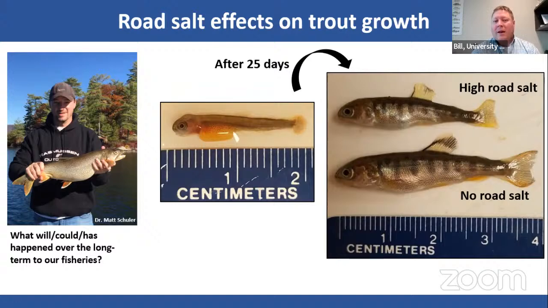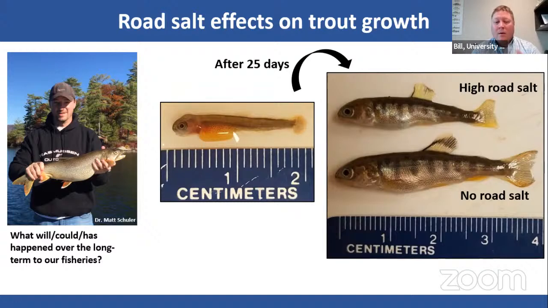And we simply ask the question that if we expose this salt tolerant species to different types of road de-icing salts at the early life stages, and we let them grow, in this case for 25 days, what might happen? And so really, you can go visit the paper if you'd like to look at the data, but really on the right, you can see in a high road salt concentration, we get substantially reduced growth just after 25 days.